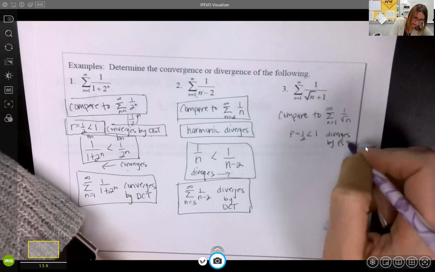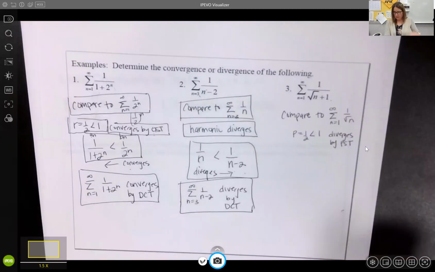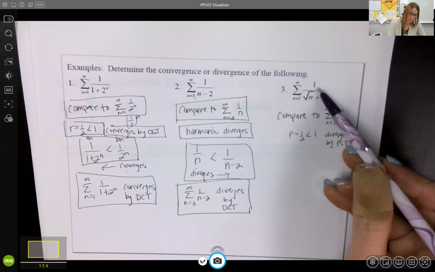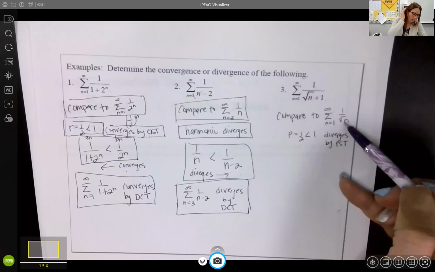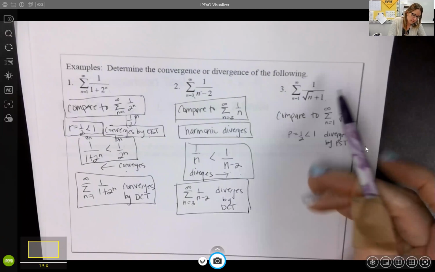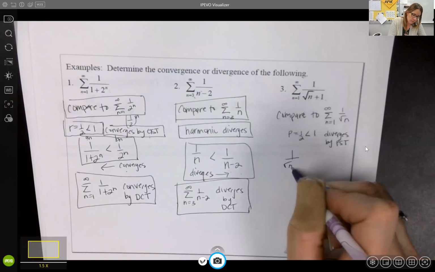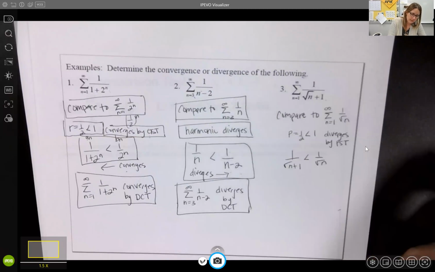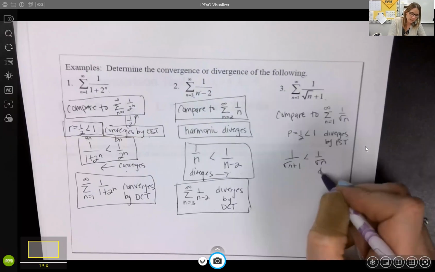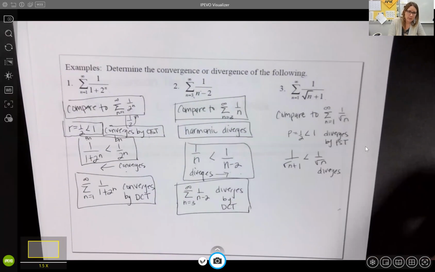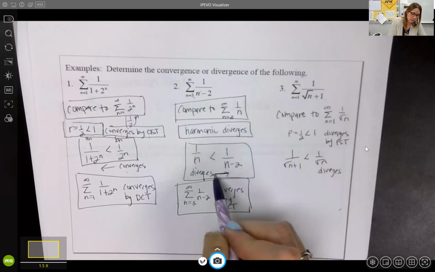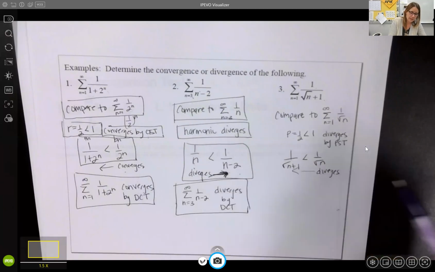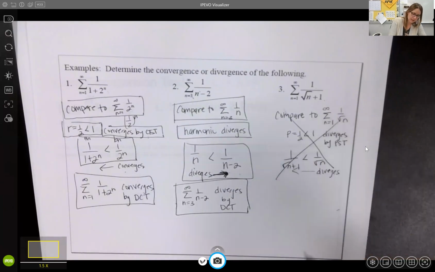by PST. Okay. So if it diverges by PST, which one of these is smaller? So the 1 over root n plus 1 is smaller than 1 over root n. So I've said that the larger one diverges. And when I do the diverging, it has to go forwards this way, right? So since I'm going backwards, this doesn't work. This is a dead end.